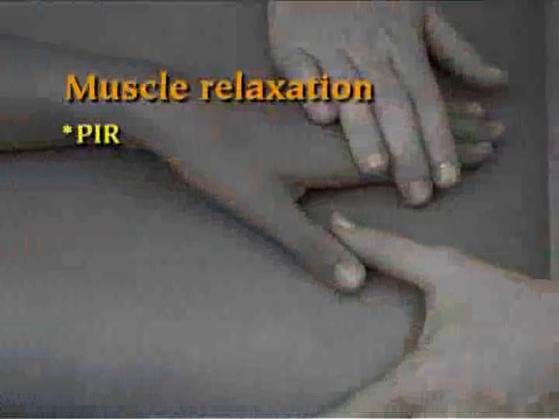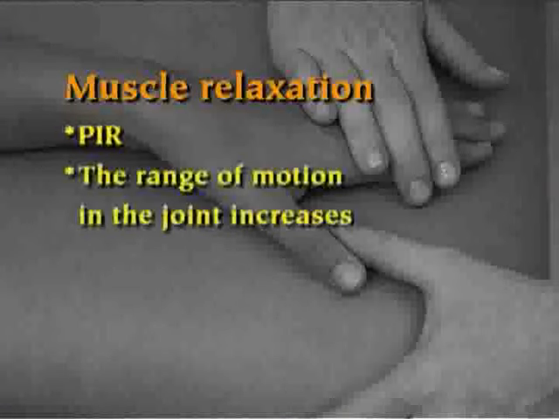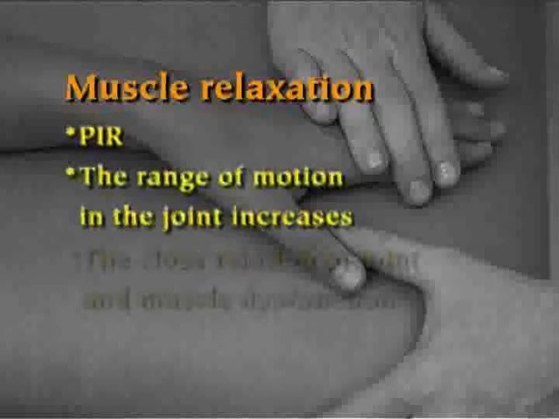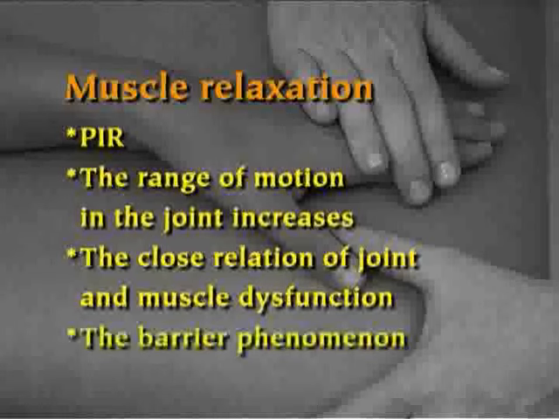With post-isometric muscle relaxation, the range of motion in the joint increases too. This shows the close relation of joint and muscle dysfunction, which is in full agreement with the barrier phenomenon.